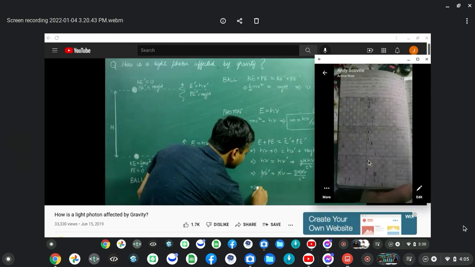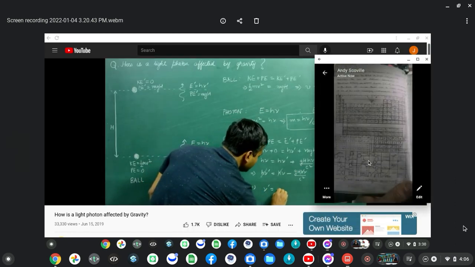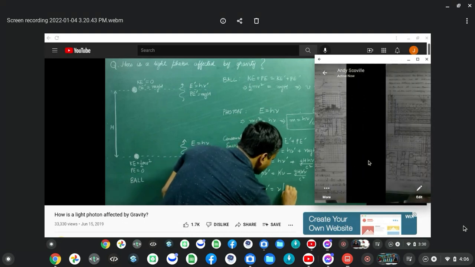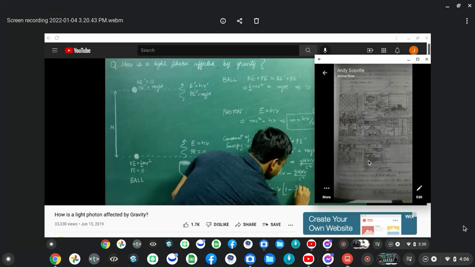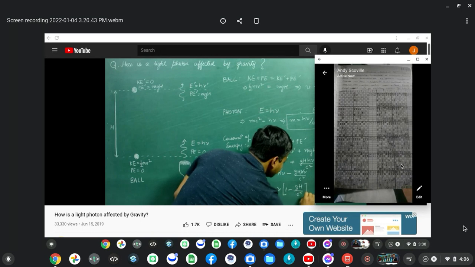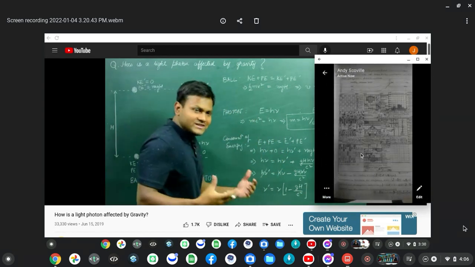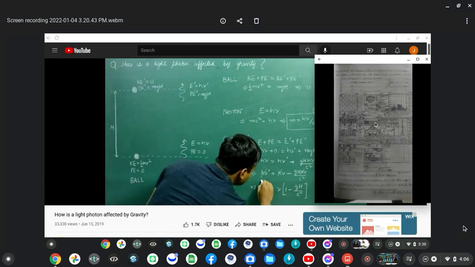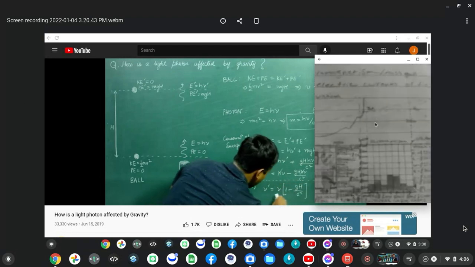Then I end up getting nu dash is equal to nu times (1 minus g capital H upon c squared). So this is the new frequency of the light photon.